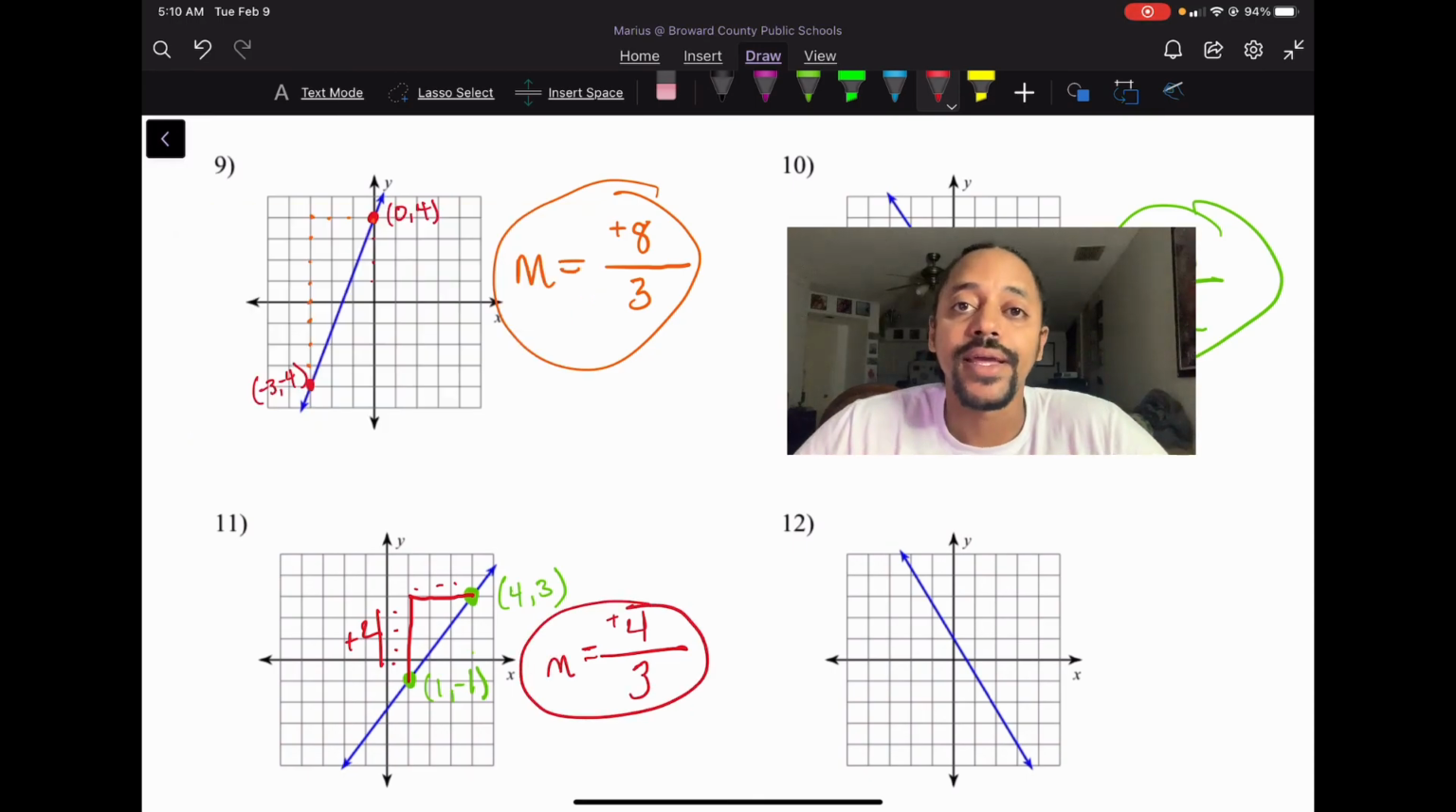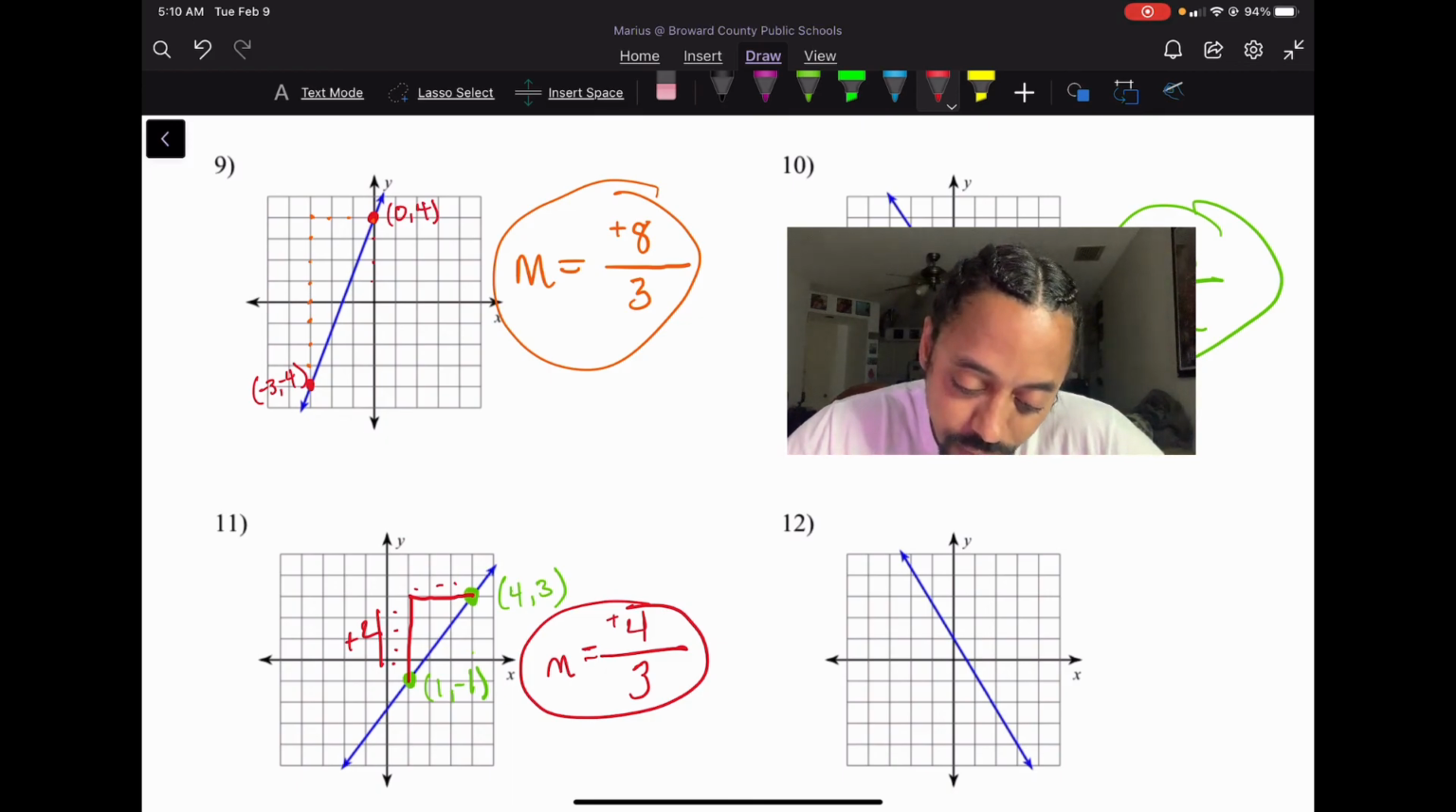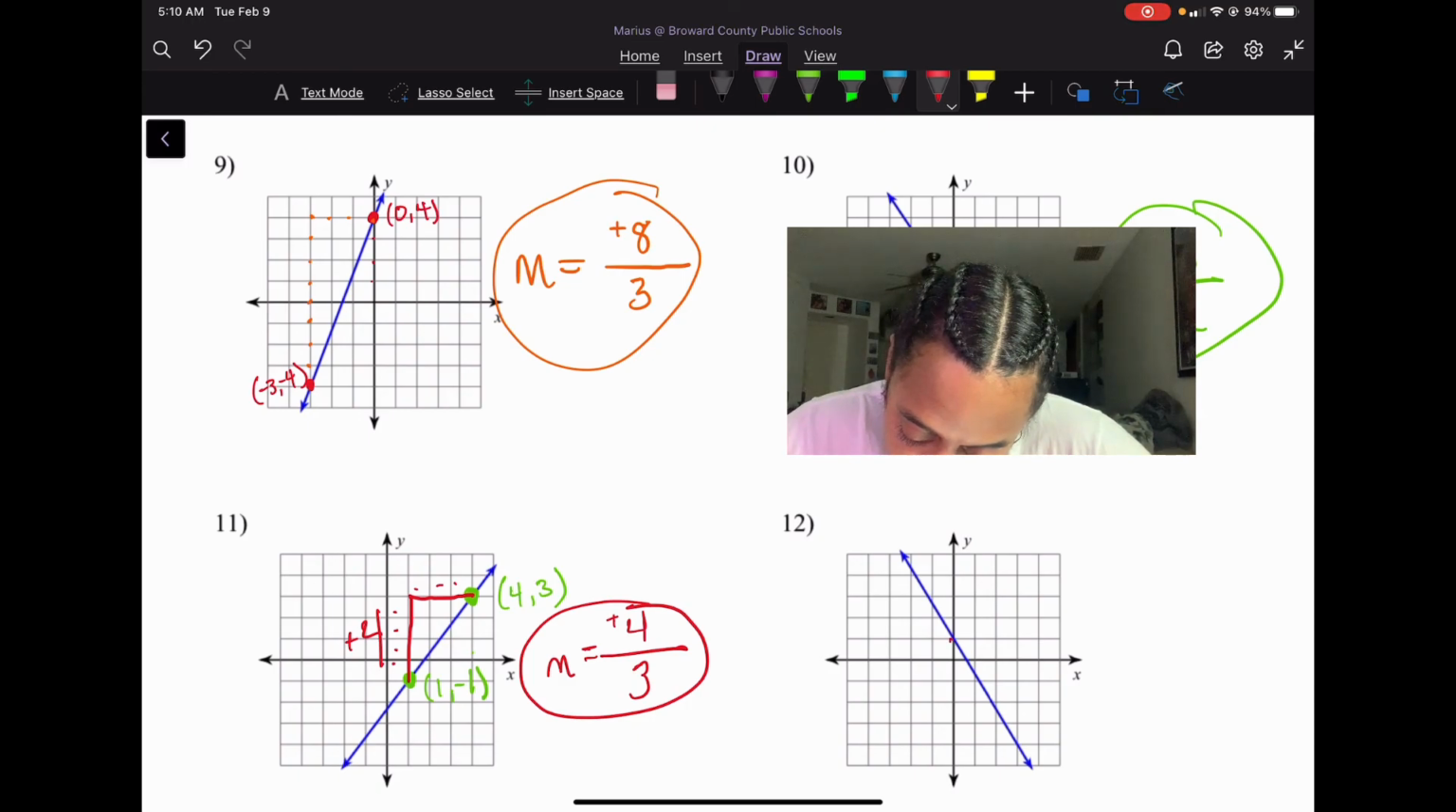All right. And number 12. Identify 2 points. We have our y-intercept, which is 0, 1. And here's another point right here, which is positive 3, and the y is 1, 2, 3, 4, negative 4.